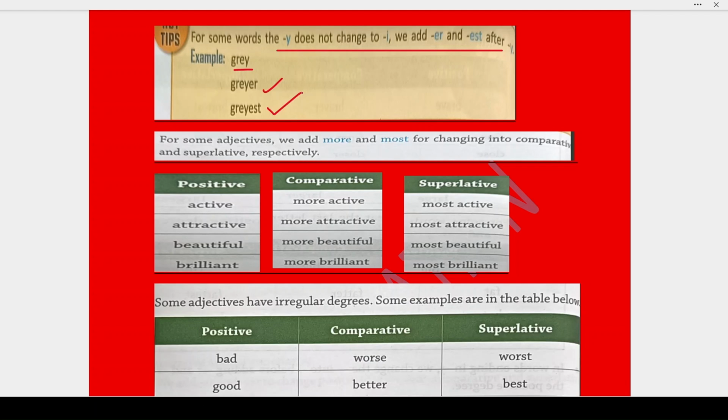Now, for some adjectives, we add more and most for changing into comparative and superlative, respectively.